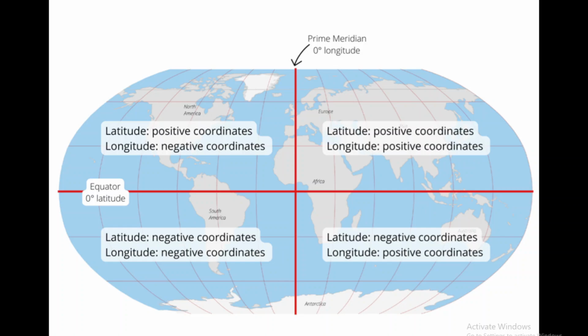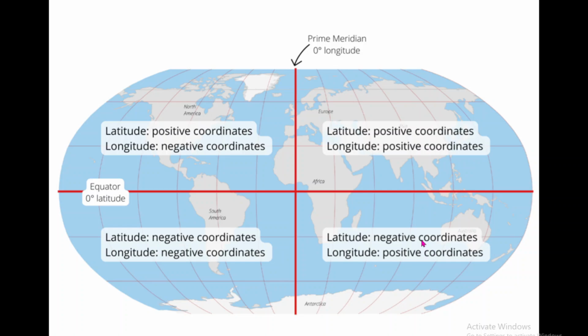Now, as the map shows, the top right quadrant has positive latitude as well as positive longitude values. This includes parts of Asia and Europe. The top left has positive latitudes and negative longitudes, covering most of North America. The bottom left quadrant has both latitudes and longitudes negative, mainly South America. And the bottom right shows negative latitudes and positive longitudes, which includes regions like Southern Africa and parts of Australia.